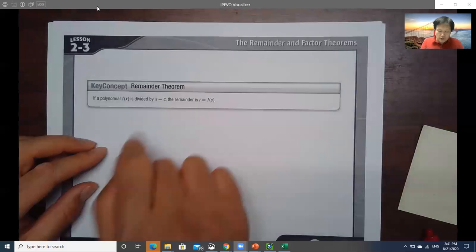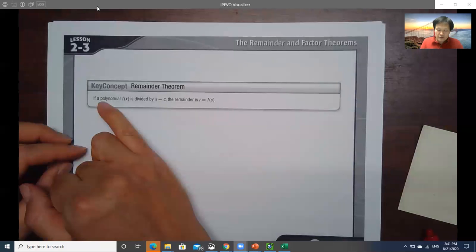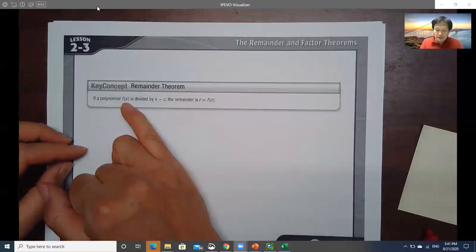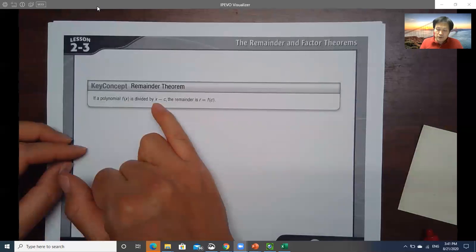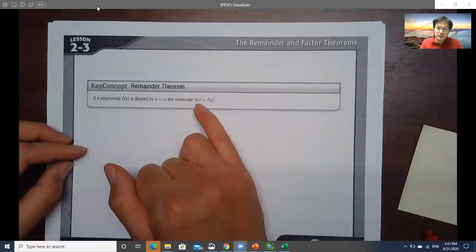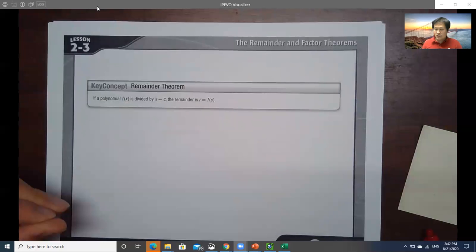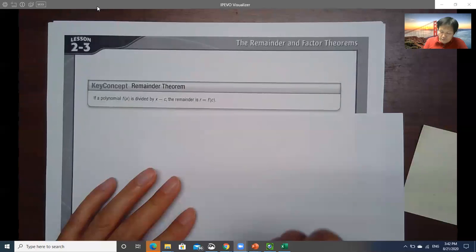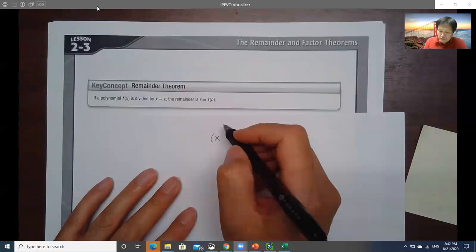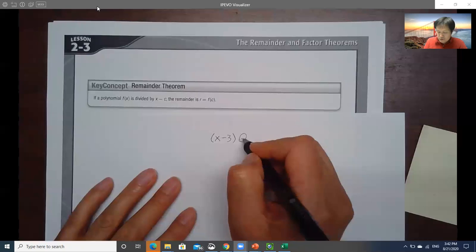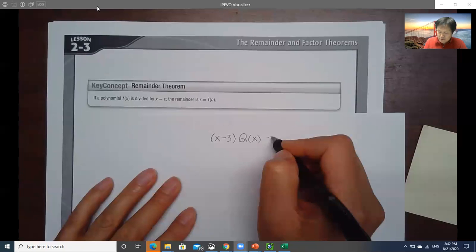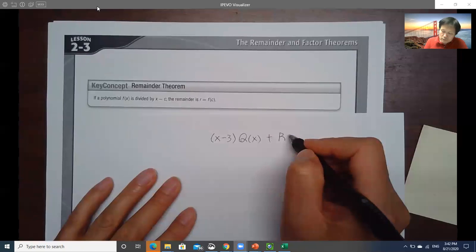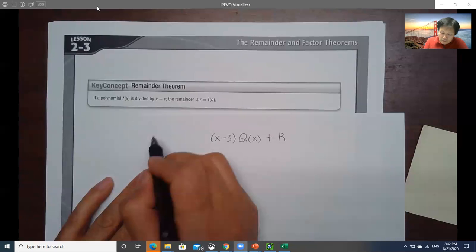Remainder theorem. If polynomial f of x is divided by x minus c, the remainder is r equal to f of c. You might say, what? Here's what's going on. Let's say x minus 3 is a factor, then here's a quotient plus the remainder, f of x equal to.